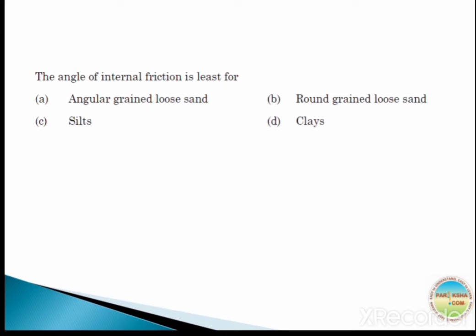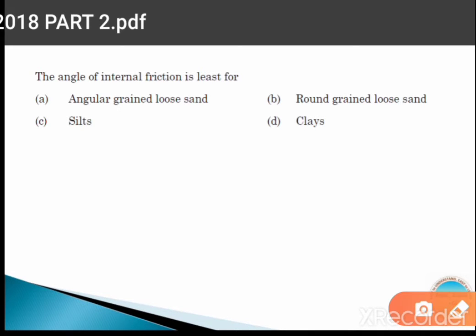The next question is: the angle of internal friction is least for angular grained loose sand, round grained loose sand, silts, clays. The correct answer for this question is clays. Before that we need to know what is clay and what is cohesionless soil. For purely cohesive soil, there will be some value of C, that means cohesion, and here the angle of internal friction will be 0. For purely cohesionless soil, the value of cohesion is equal to 0, and there will be some value for angle of internal friction.